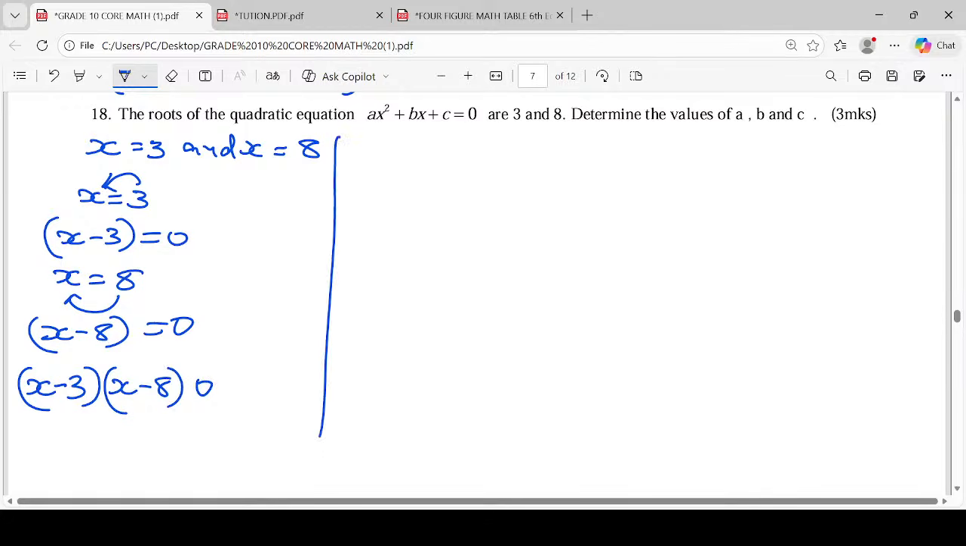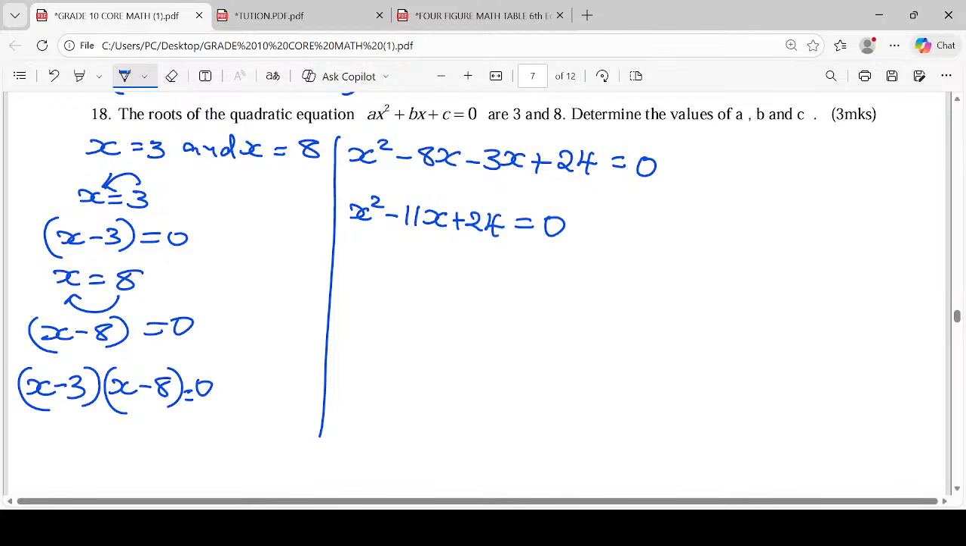If you have that in your mind, x times x will become x squared. X times negative 8, that is negative 8x. Negative 3 times x, that will be negative 3x. Negative 3 times negative 8, that is positive 24, is equal to 0. When you combine, this will be now x squared minus 11x plus 24 is equal to 0. Then when you do matching, ax squared plus bx plus c is equal to 0. The value of a here will be 1. The value of b will be negative 11. The value of c will be equal to positive 24.